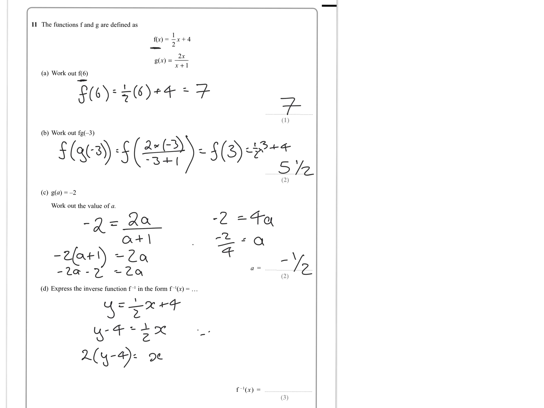And then our function, to get our function, we switch the x and the y. And so our function, we get y equals 2 brackets x minus 4. So if we're going to write it using their notation, f to the minus 1 of x equals 2 brackets x minus 4. And what did we say our common sense said? It said take 4 off it and double it. Or take 4 off and double it. So there we go. There's functions.